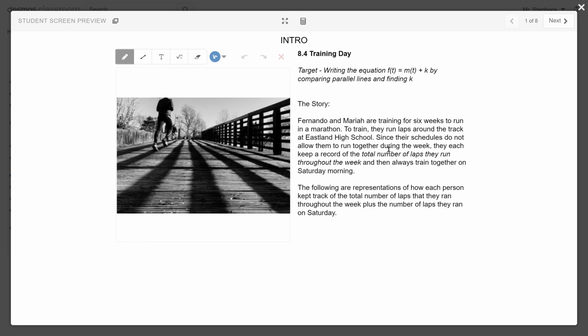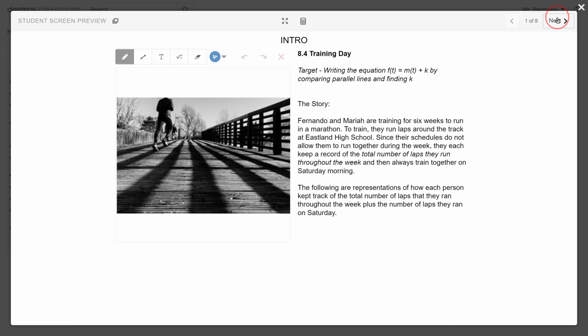So let's see. First, we've got Fernando and Maria training for 6 weeks to run a marathon. To train, they run laps around a track. Since their schedules do not allow them to run together, they each run separately and keep a record of the total number of laps they run throughout the week. And then they always train together on Saturday morning. The following are representations of how each person kept track of the total number of laps that they ran throughout the week plus the number they ran on Saturday.